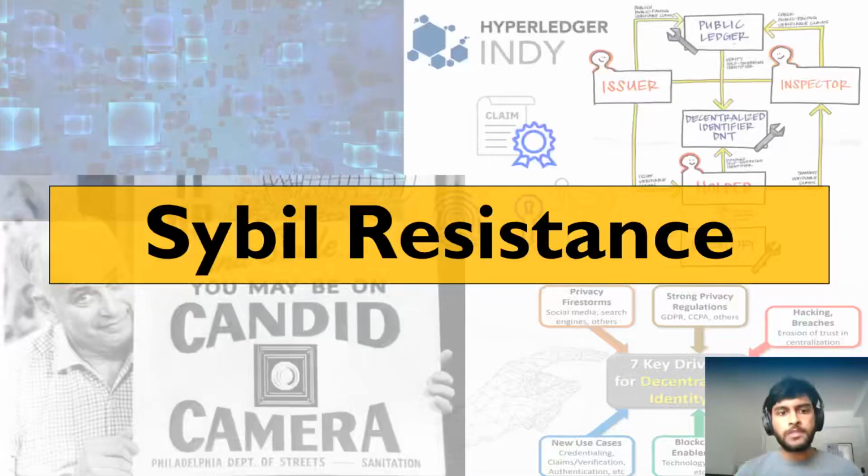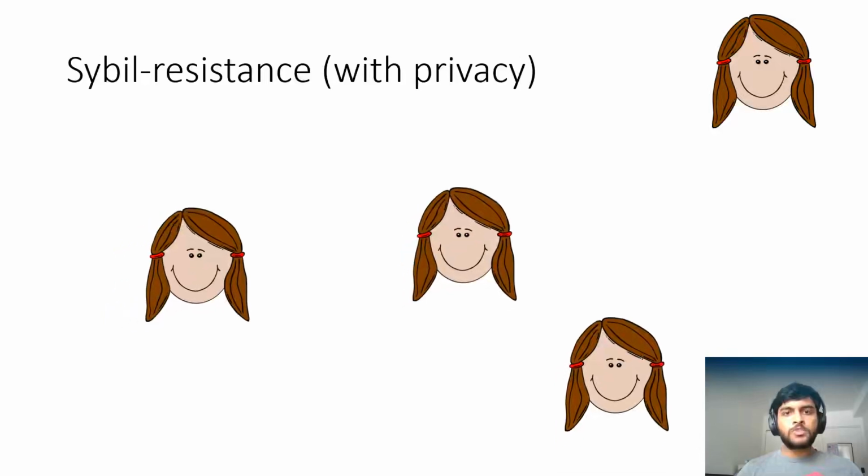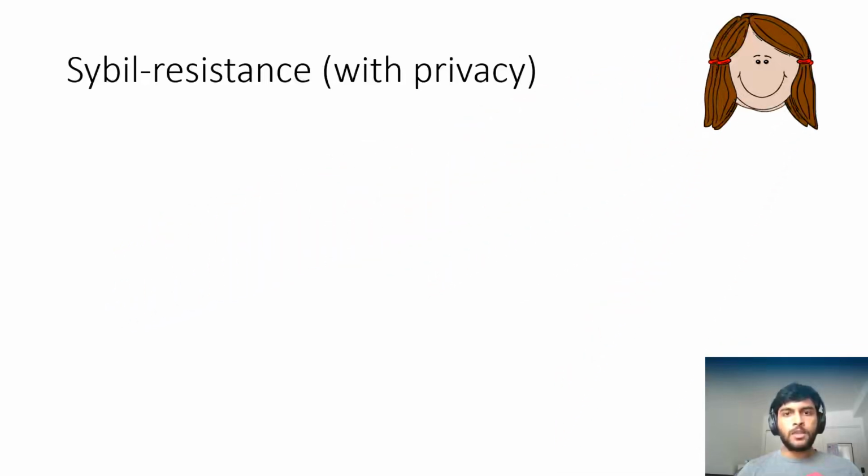Moving on to Sybil resistance now. Recall from the token shell example before that we somehow want to ensure that each user gets only 100 bubble tokens so as to ensure a fair distribution of tokens. CanDID takes two approaches to providing Sybil resistance.